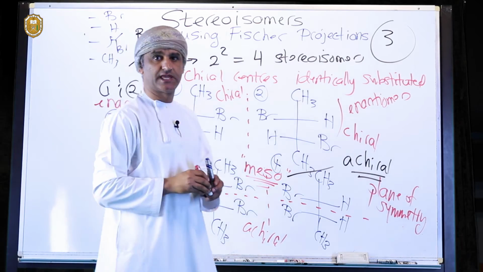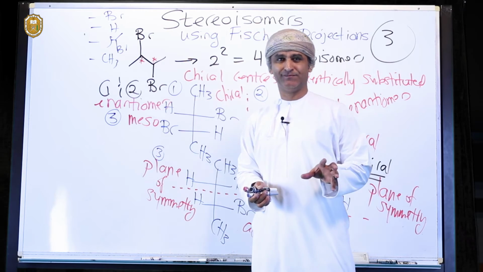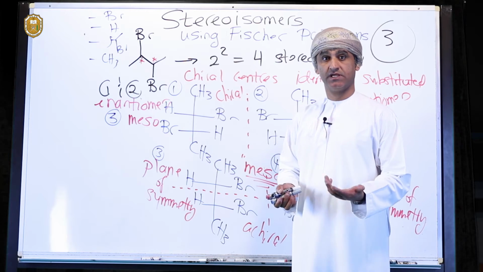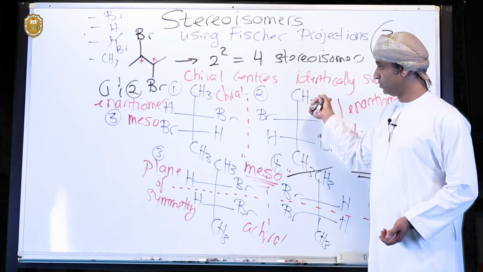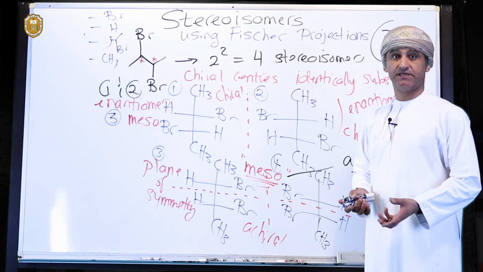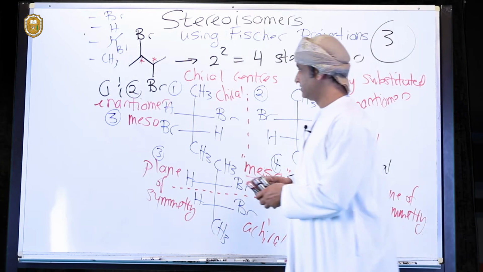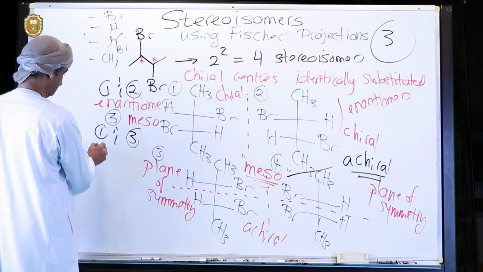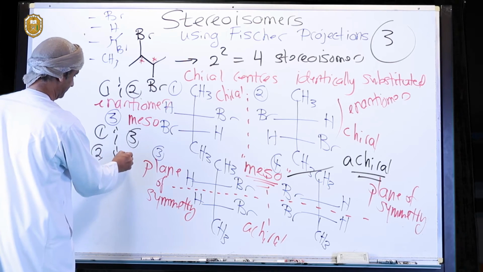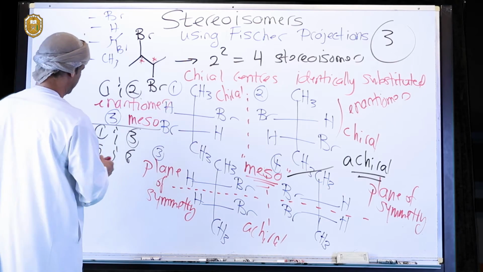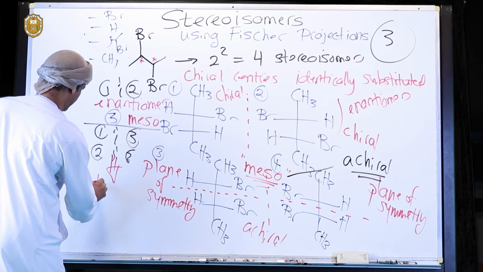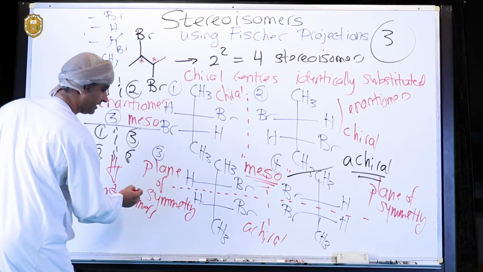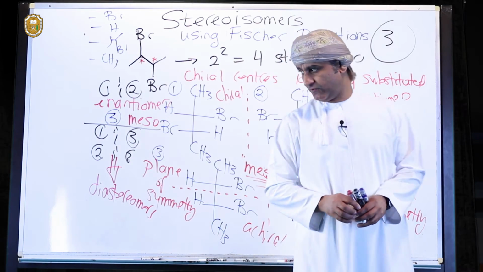And the stereochemical relationship between 1 and 3, and of course 2 and 3, as you might predict, well, diastereomers, because 1 and 3 and 2 and 3 are not mirror images, so they must therefore be diastereomers. So 1 and 3, 2 and 3, these are diastereomers.